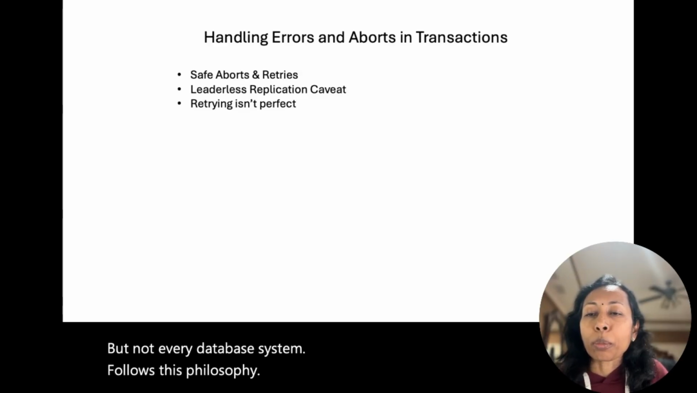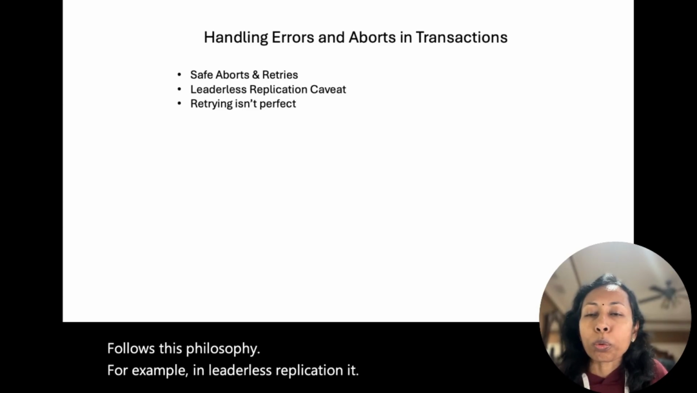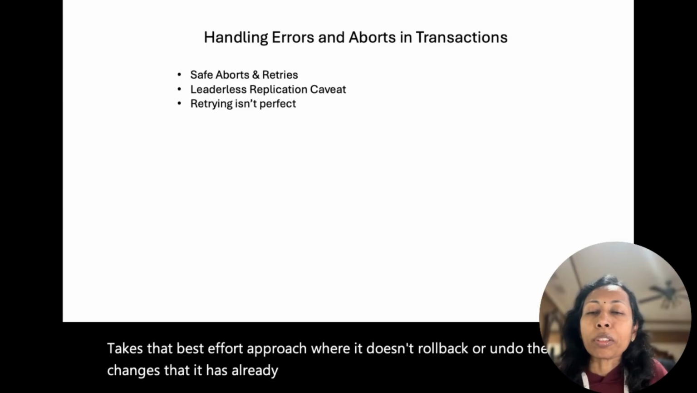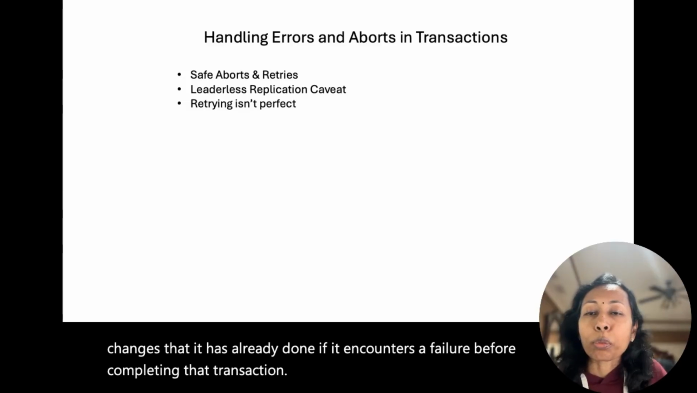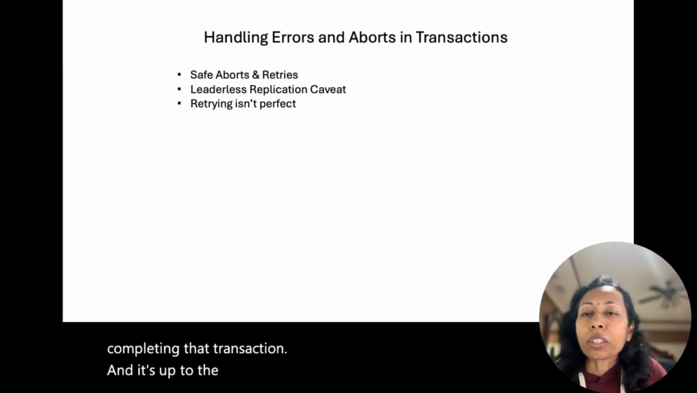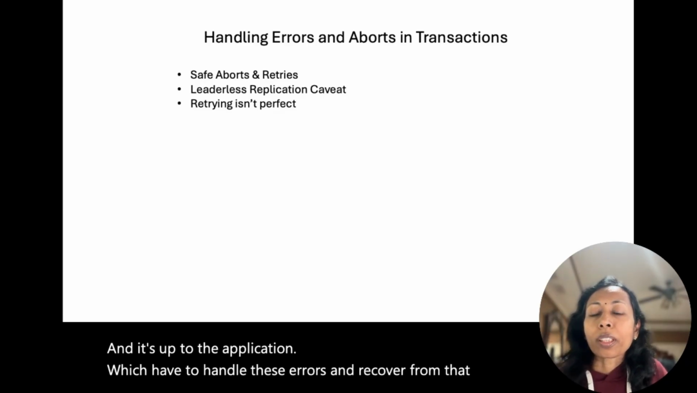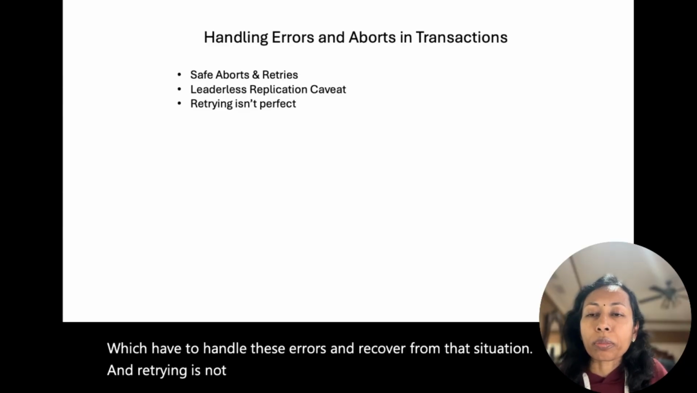For example, in leaderless replication, it takes that best effort approach where it doesn't roll back or undo the changes that it has already done if it encounters a failure before completing that transaction. And it's up to the application to handle these errors and recover from that situation. And retrying is not always perfect.